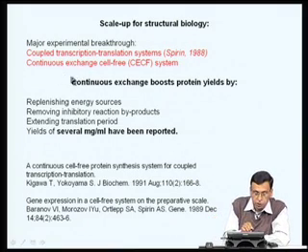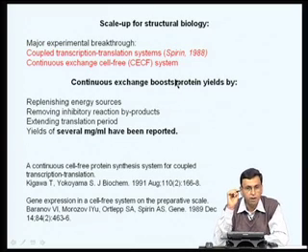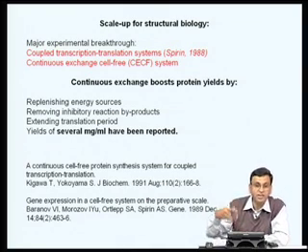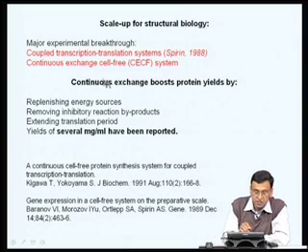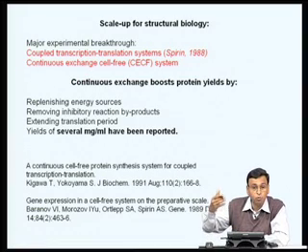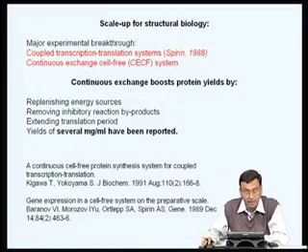Whereas, the continuous exchange cell-free system is a very important breakthrough, because in the normal cell-free systems, one of the important problems is you cannot make large amounts of your protein because the energy gets depleted. Whereas, in the case of continuous exchange cell-free systems, energy is continuously replenished, therefore, a large amount of protein can be made, and even milligram amounts of proteins can be made using this kind of cell-free translation system.